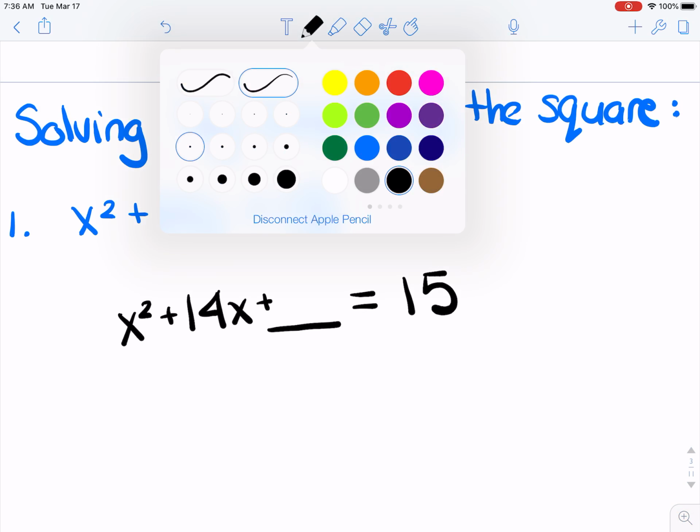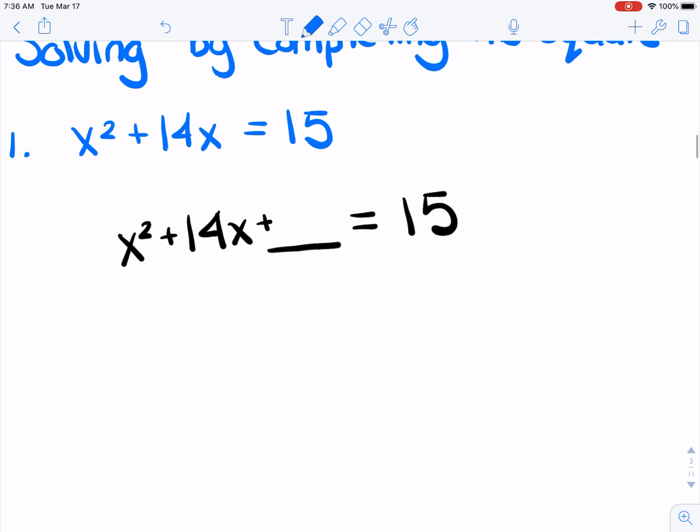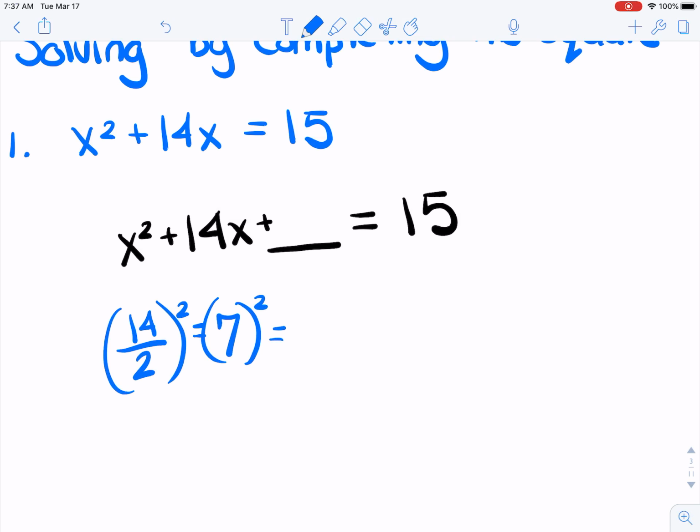Now, I'm going to go through the process that we were just doing to complete the square. 14 divided by 2 squared, that gives me 7 squared, which gives me 49. So I'm going to complete the square with the number 49. Now the catch is you do have to add it to both sides of the equation.